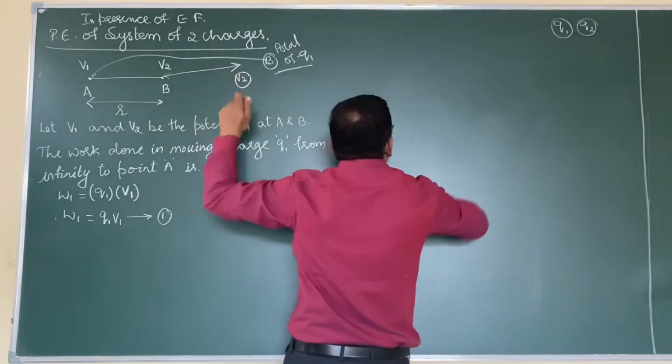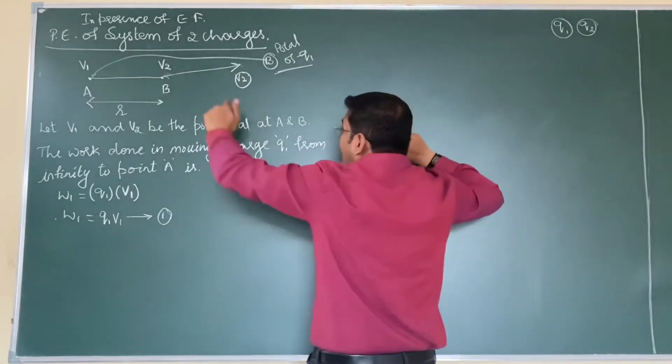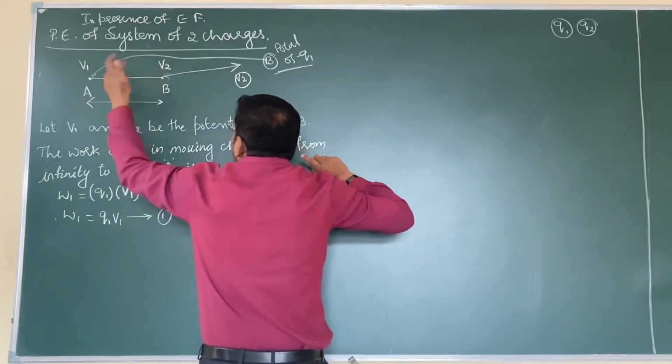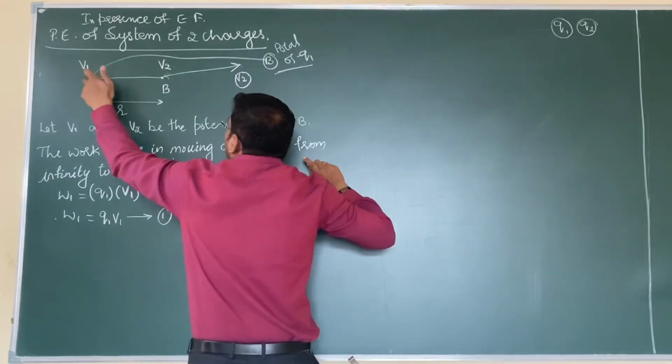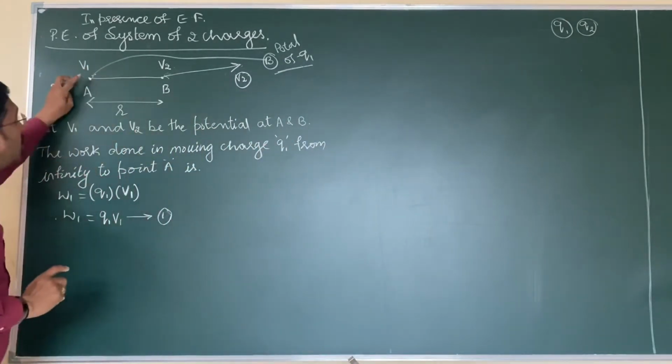V2 is going to oppose the Q2. Next, at point B there is a potential of V1. I mean there is a potential of Q1.